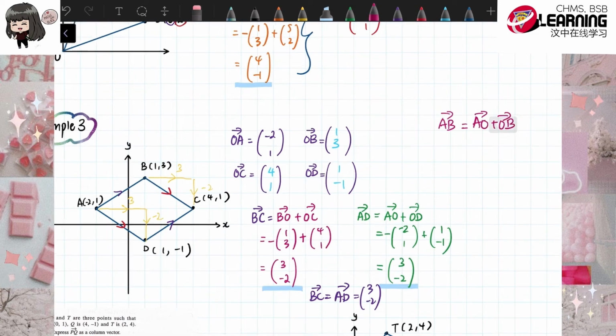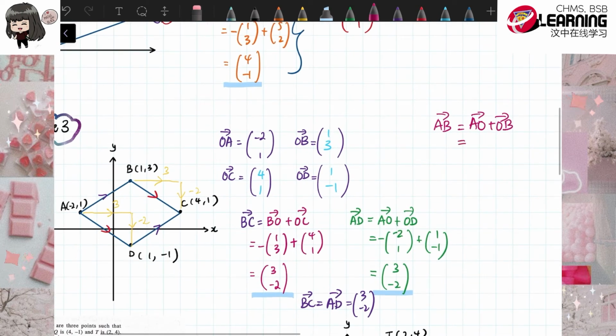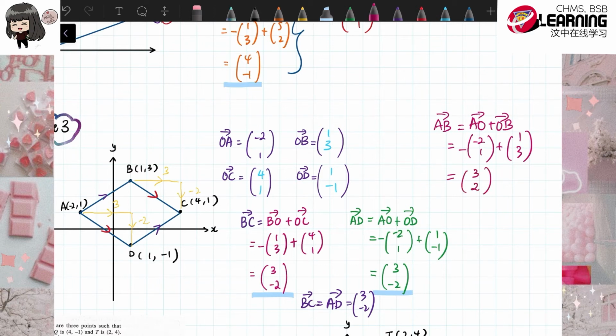AB is AO plus OB. So negative 2, 1 plus OB. So AB is 3, 2. Negative becomes plus: positive 2 plus 1 is 3, negative 1 plus 3 is 2 at the bottom. So this is your AB.